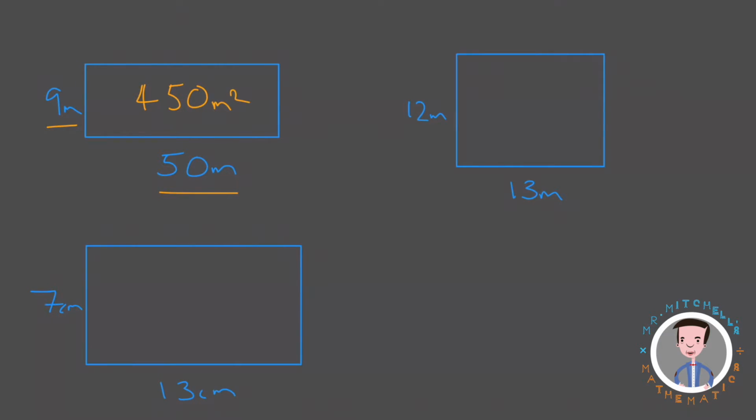For the next one here, we have 7 centimeters and 13 centimeters. Again, you might have needed to use the column method to work this out, but the correct answer is 91. Here the units are slightly different. They're not meters but centimeters, but we still have the squared because we're working in 2 dimensions.